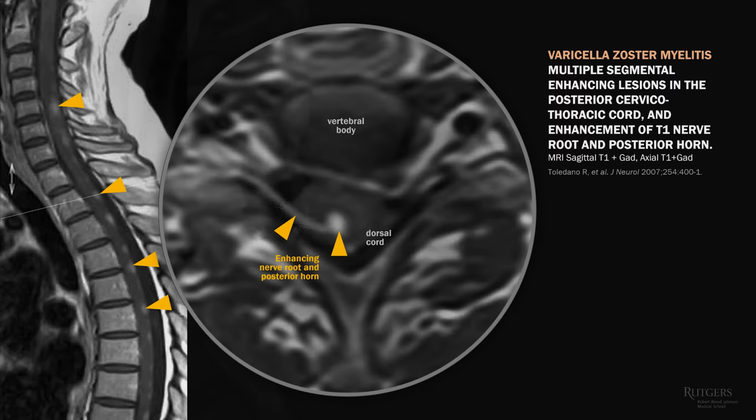Let's take a look at a different example. What do you see in this sagittal T2 image of the cervical spine?